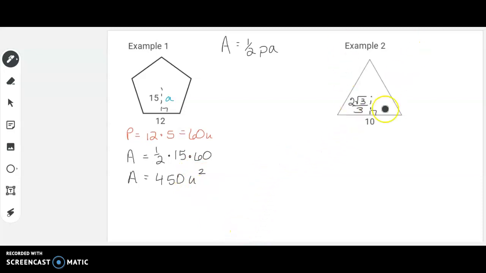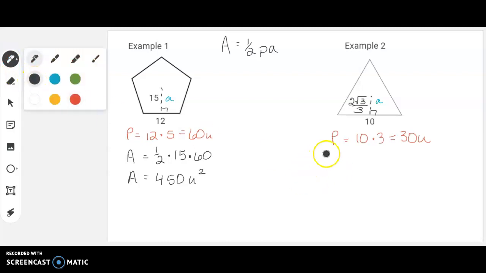Number 2 is pretty straightforward as well, although you're probably looking at the radical going, I don't like that, but that's okay. We'll get through it. Our apothem is 2 square root of 3 over 3. Then we want our perimeter. There are 3 sides, it's a triangle. Each side is 10, and there are 3 of them, so our perimeter is 30 units.